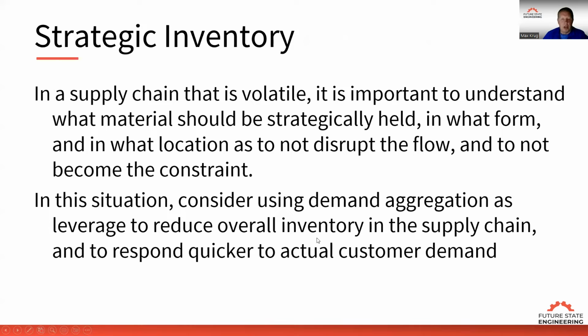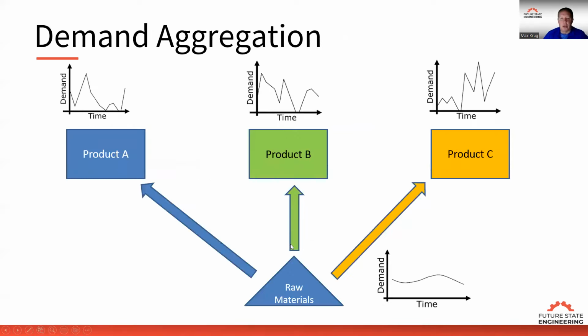And we can do that by using demand aggregation concepts. And that's where the leverage is. If we can aggregate demand, then we can reduce the overall inventory in the supply chain and actually respond quicker to actual customer demand. So what is demand aggregation? Just a simple concept here. Let's just say we have 3 products that we produce. Each product has different demand over time. And you see there's different variability in the demand of these 3 products.